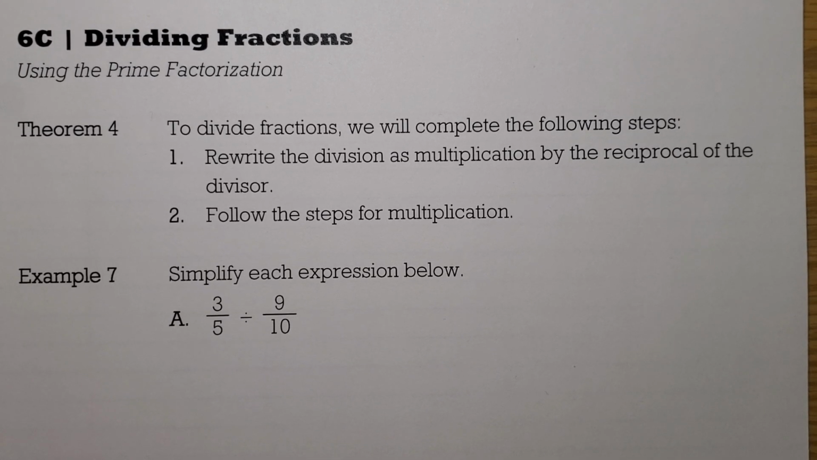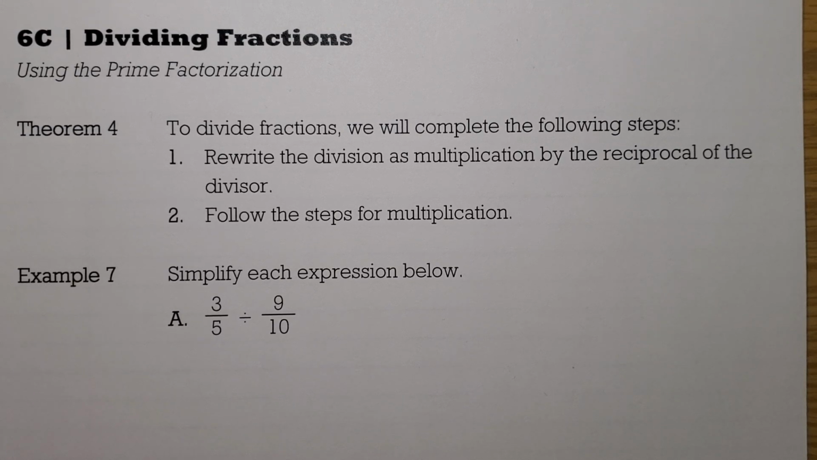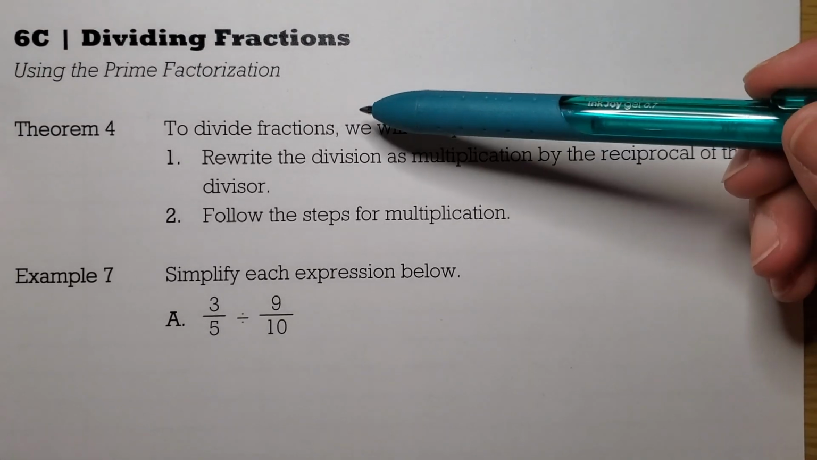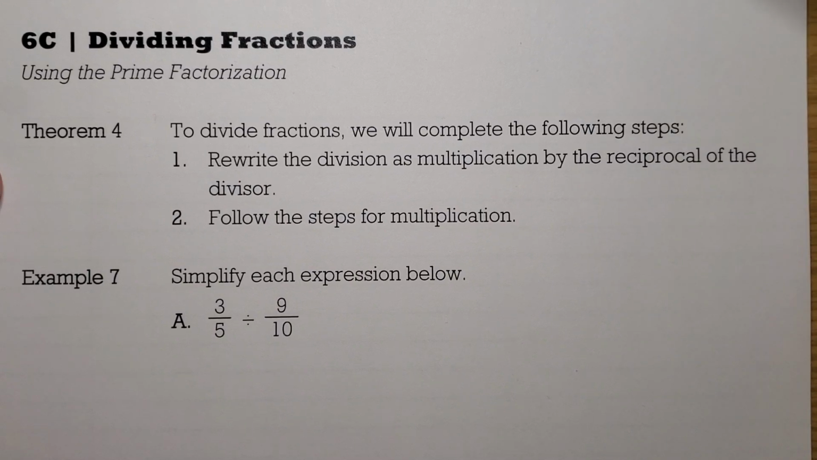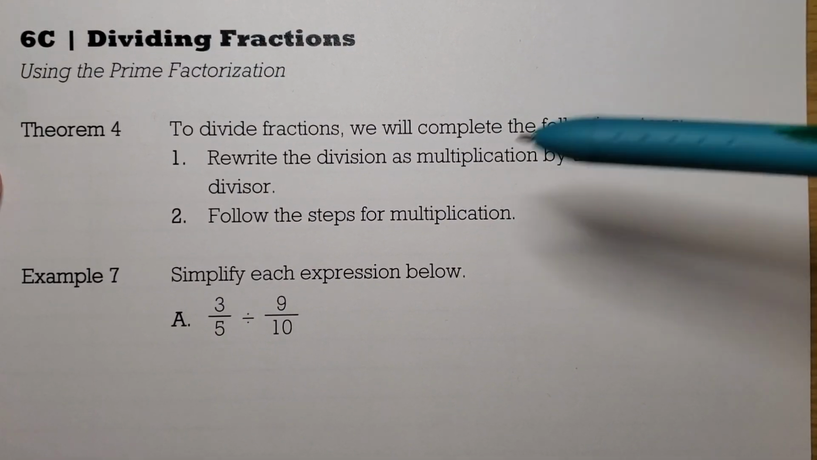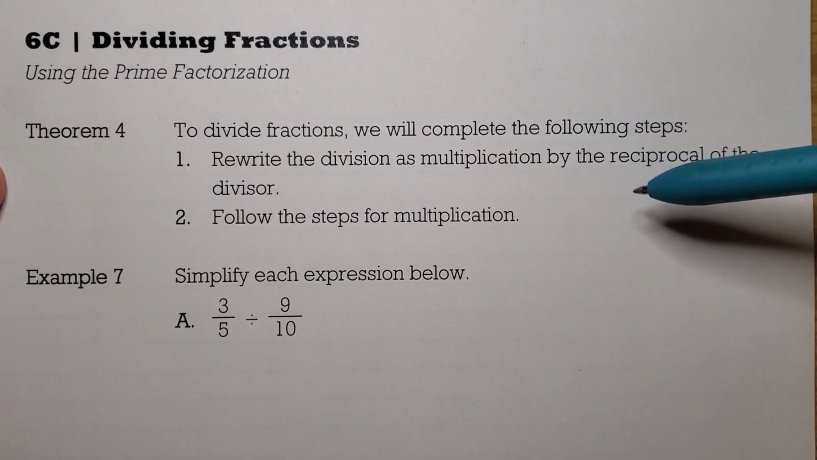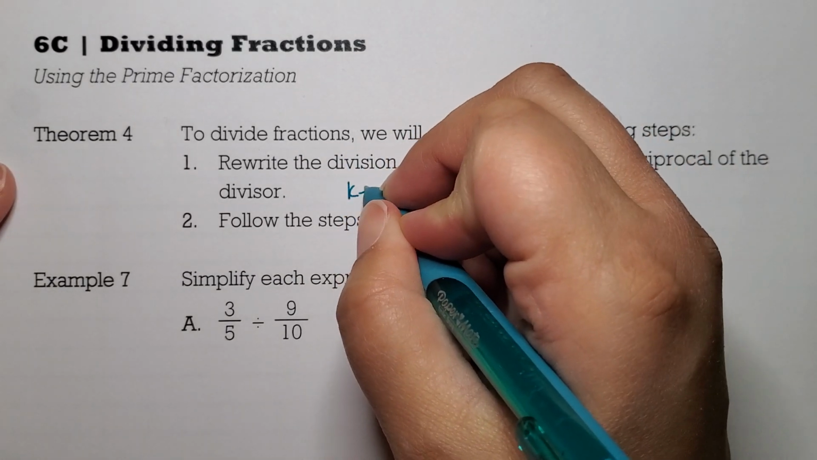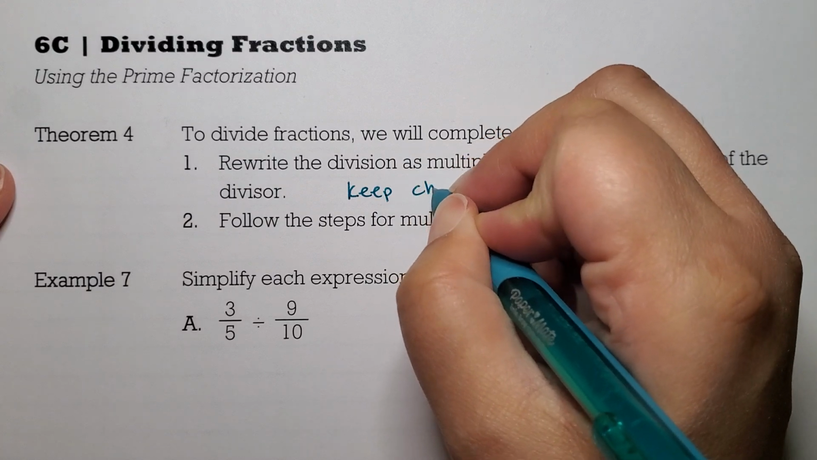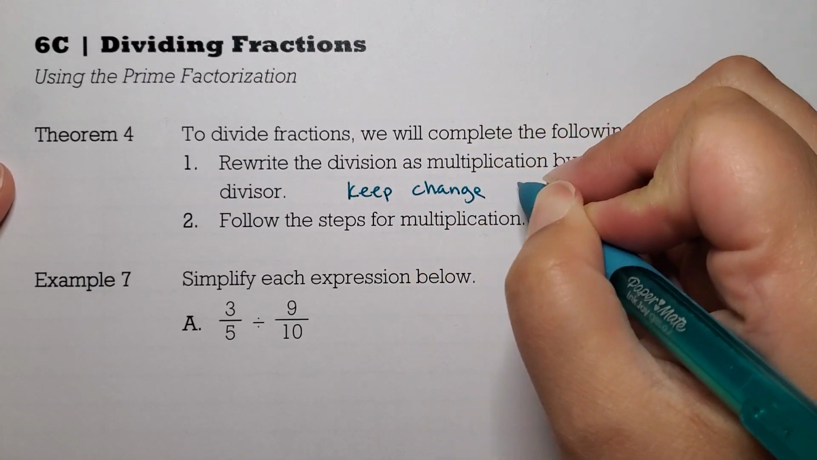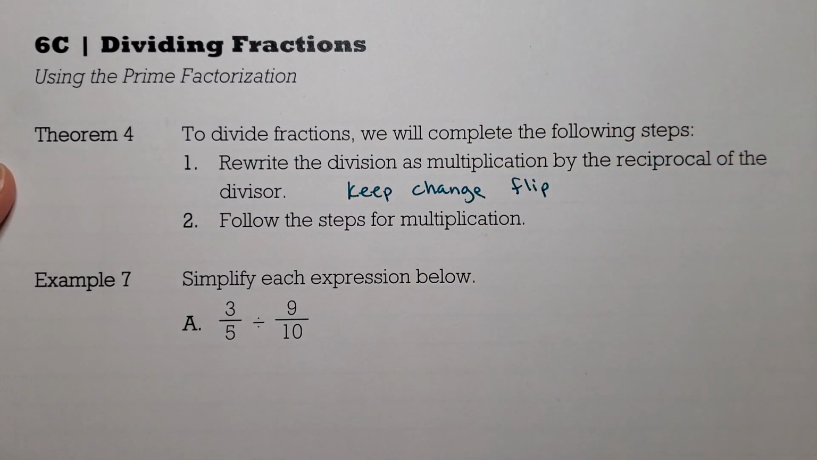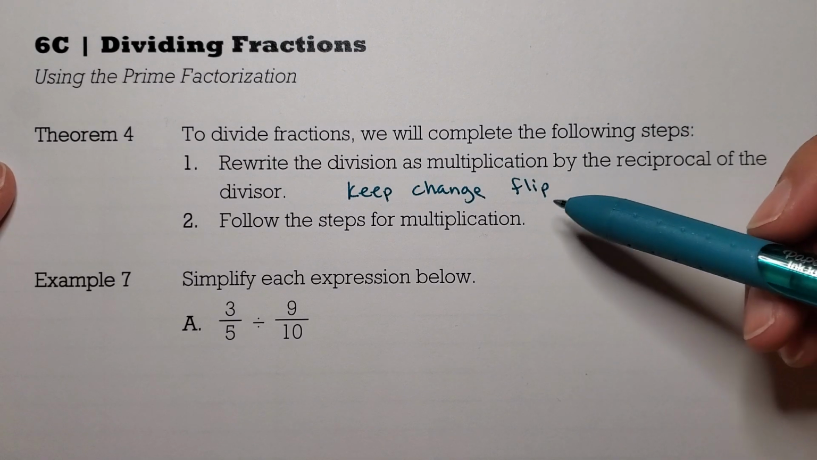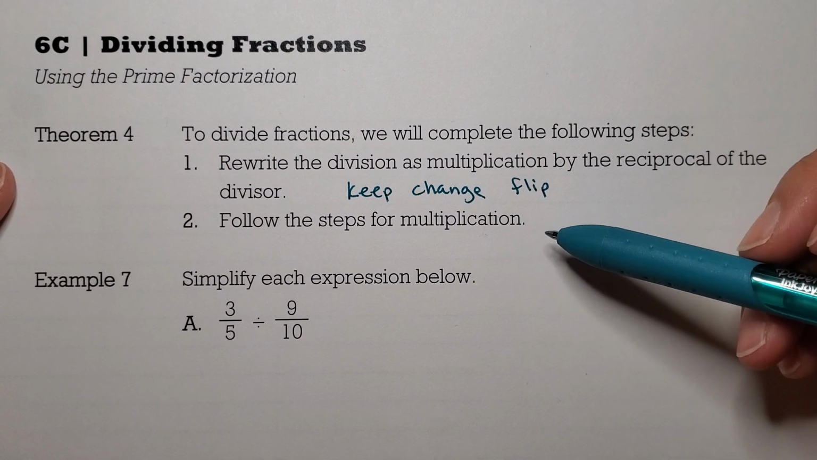So I'm just going to review the steps that we mentioned in the previous video. In order to divide fractions, you've got basically two steps. The first one is to rewrite division as multiplication by the reciprocal of the divisor, or you can use the phrase keep, change, flip to rewrite. And then you follow the steps for multiplication.